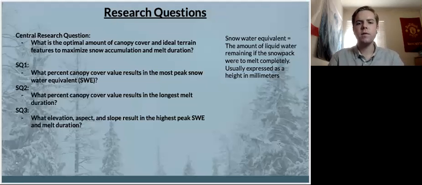So knowing that canopy cover and the terrain affects snow distribution, I want to see how much canopy cover and what terrain features result in the most snow accumulation and the longest melt times. And that's what I base my research questions on. The first two sub-questions are dedicated to finding the optimal canopy cover, which maximizes peak snow water equivalent and melt duration. And the third is finding what elevation, slope, and aspect have the most peak snow water equivalent and melt duration.